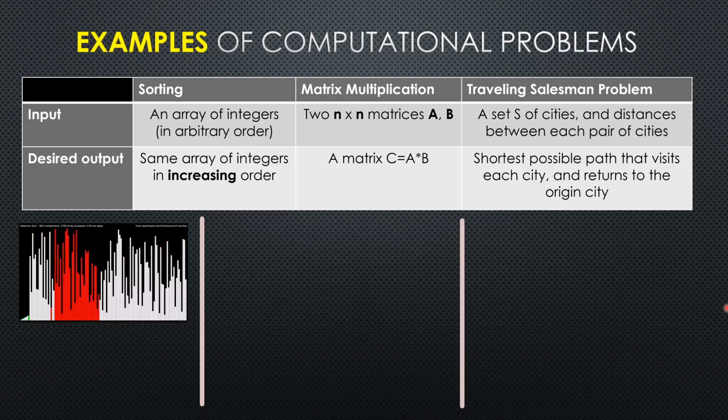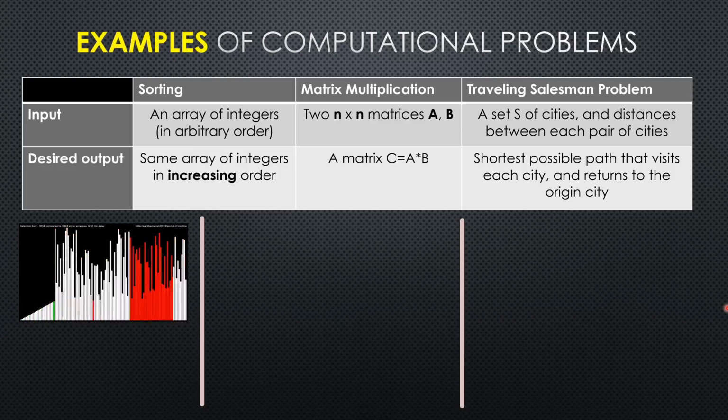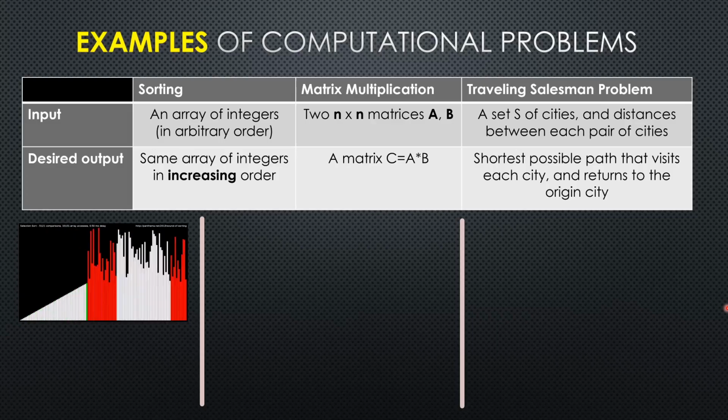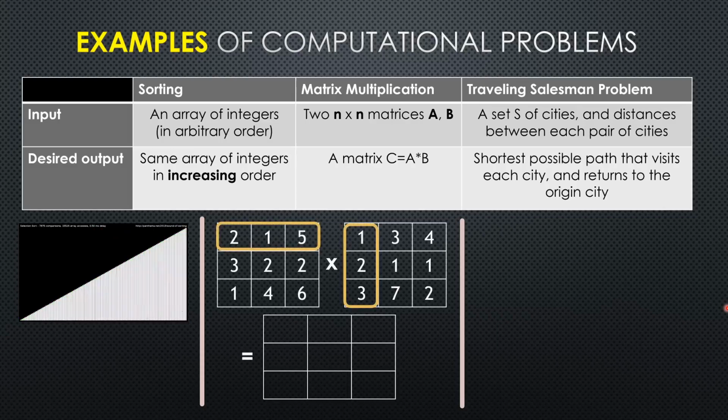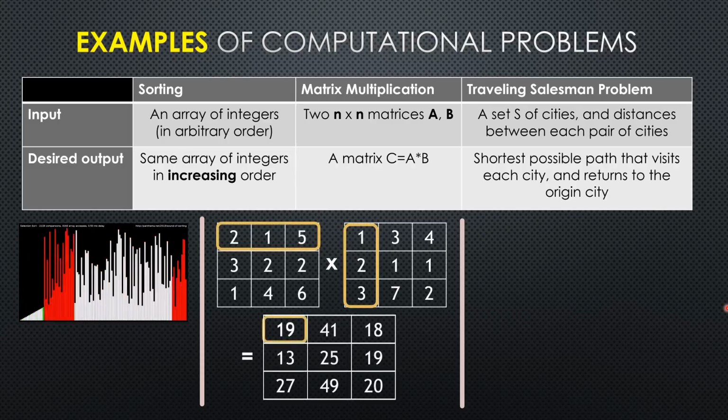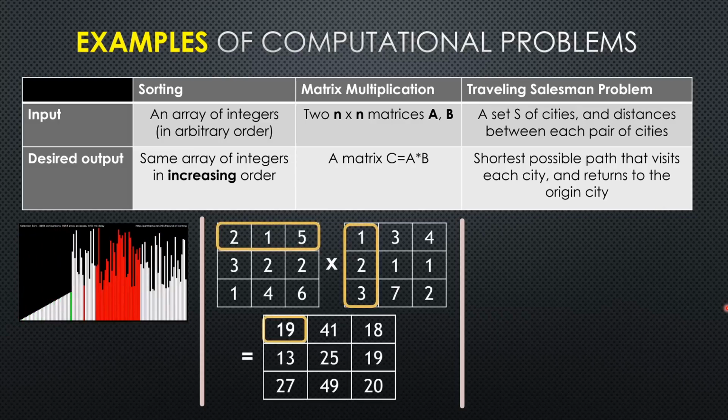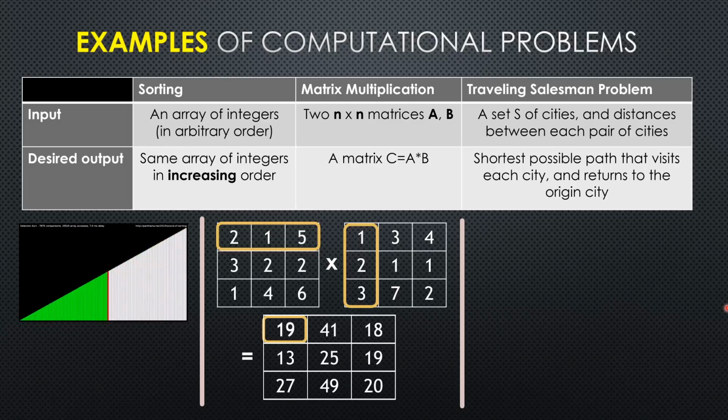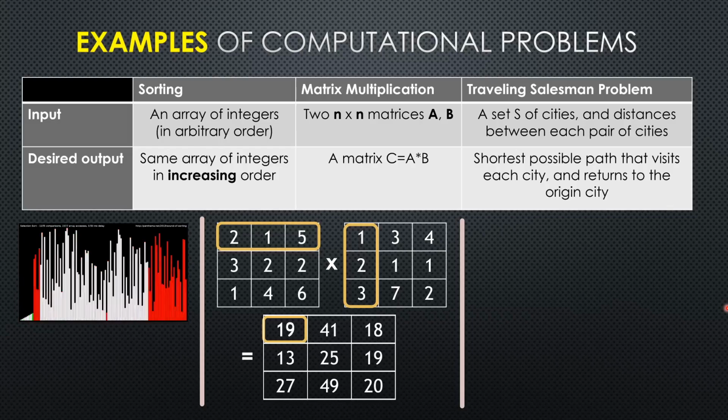And then you have, for example, matrix multiplication, where you have two n by n matrices, let's say, A and B, and the output is a matrix C, that's the product of A and B.